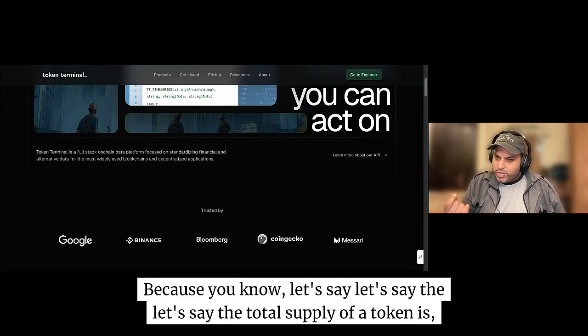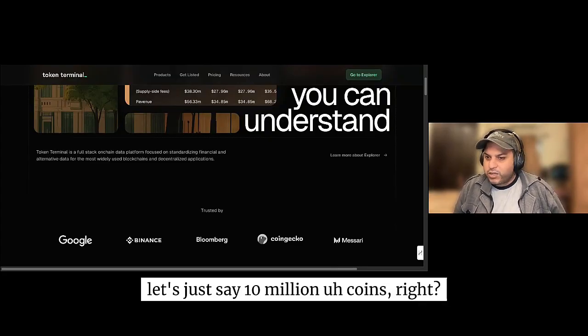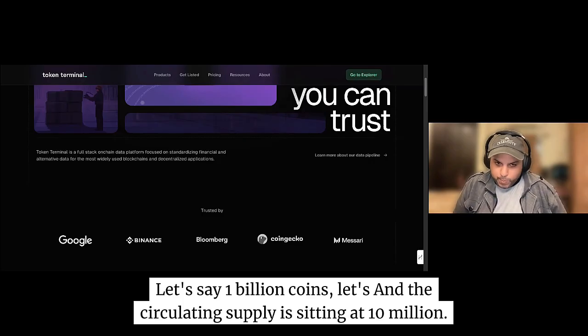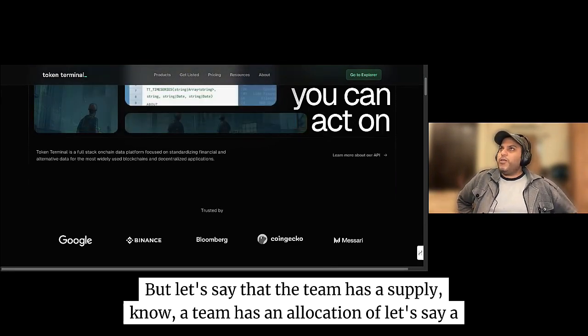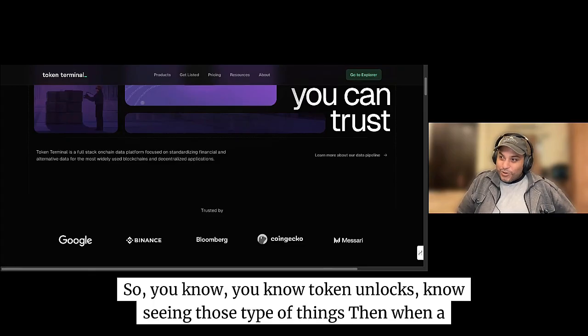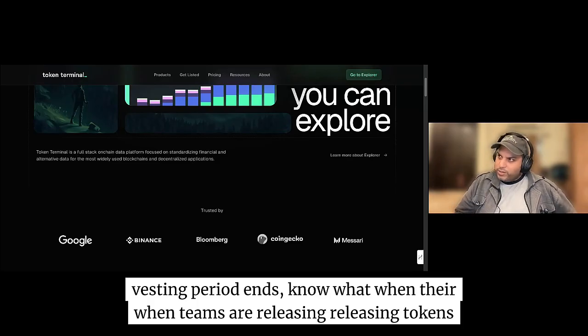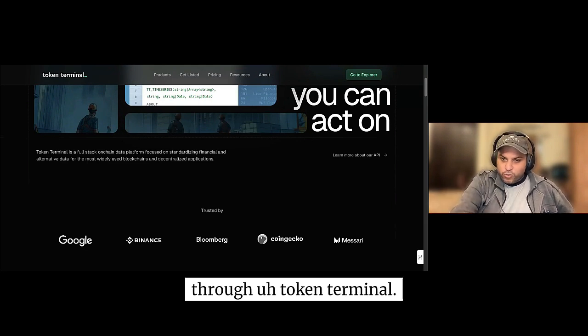can they do, because let's say the total supply of a token is 1 billion coins, and the circulating supply is sitting at 10 million. But let's say the team has an allocation of 100 million tokens, right? If they release it into circulation, that's definitely going to decrease the price of the token. So token unlocks, seeing when a vesting period ends, when teams are releasing tokens, or inflows and outflows, all of this is seen through Token Terminal.